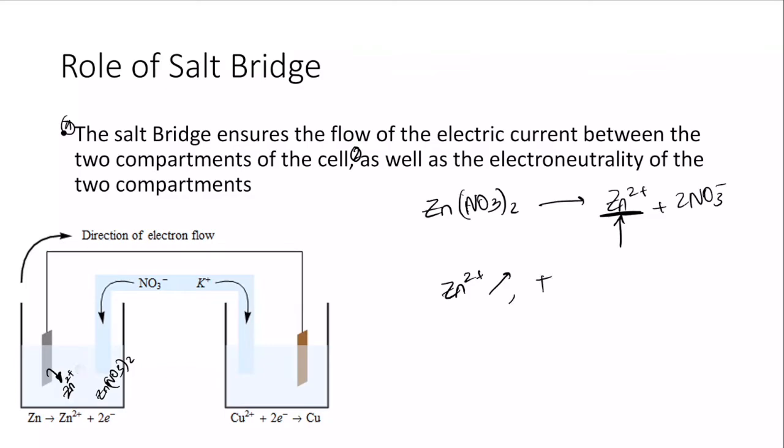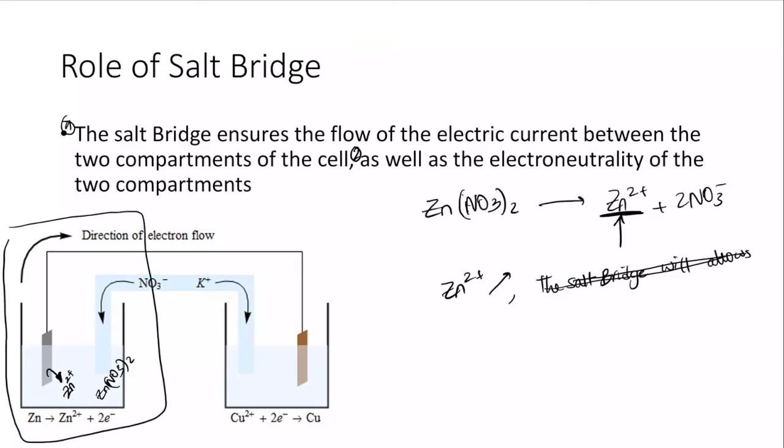The salt bridge will allow the migration. I believe that the nitrate ions will migrate from the salt bridge to the solution, and that's why it will restore the electron neutrality of the solution here. And this is concerning the anode compartment.